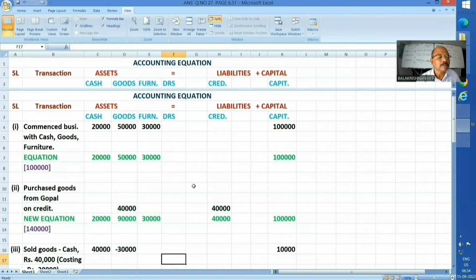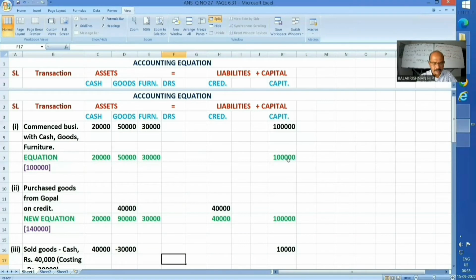First one, commenced business with cash, goods, furniture. They are given the respective figures, 20,000, 50,000 and 30,000. You know that we don't have to necessarily start the business with cash only. We can introduce assets also. So all this they have introduced. Parallelly, capital will also come. What is the journal entry for it? Suppose you have been asked to generalize this one: cash account debit, goods account debit, furniture account debit to capital. So capital in the liability side has come, and the sum of these assets is 1 lakh. So 1 lakh is equal to 1 lakh total assets.